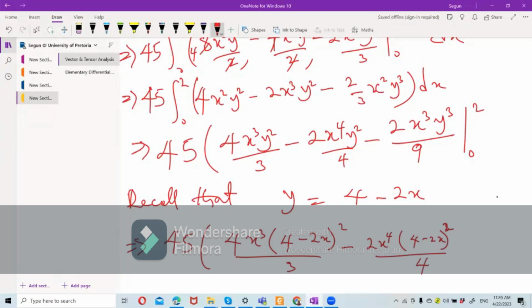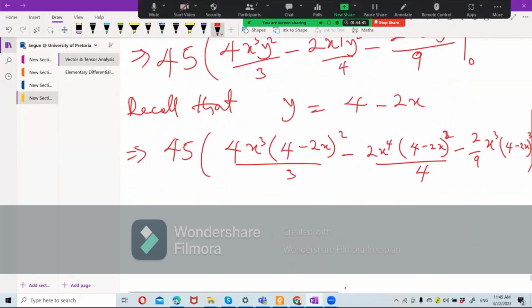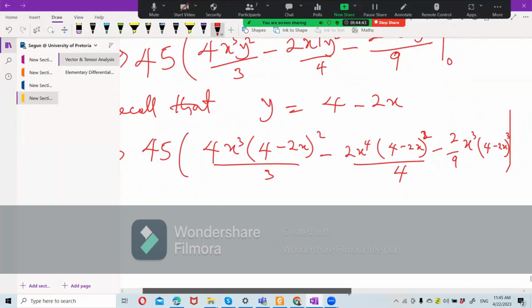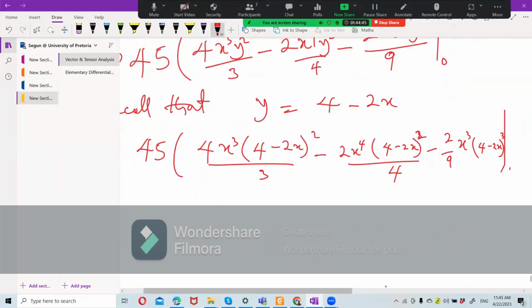Over 4, minus 2 over 9, into 2 over 9 x cubed, 4 minus 2x over 3, everything from 0 to 2. I believe you should be able to compute this.